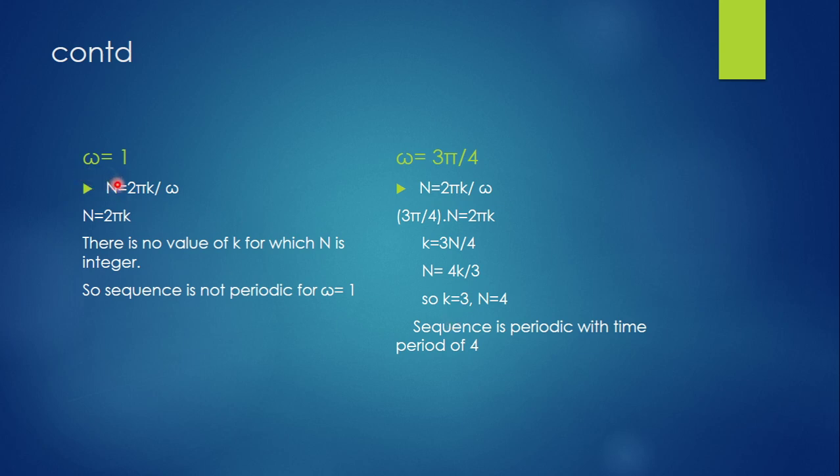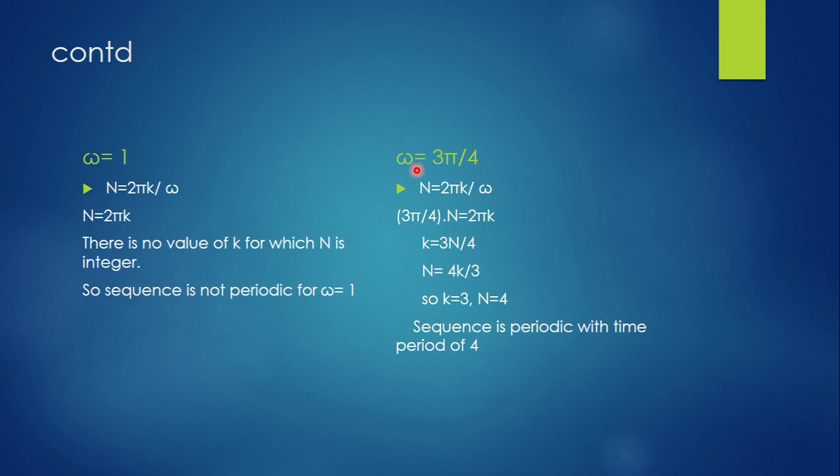Suppose now I am comparing two values. Omega is equal to 1 and omega is equal to 3 pi upon 4. As from the previous equation, N is equal to 2 pi k upon omega. Suppose omega is equal to 1. Capital N becomes 2 pi k. N is an integer. There is no value of k for which N is an integer. So for a frequency omega equal to 1, the sequence is not periodic.